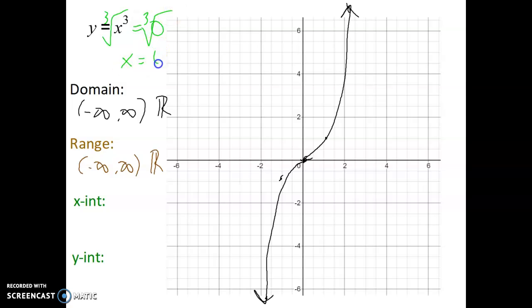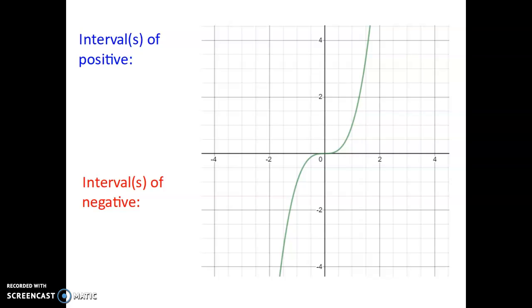So x equals 0. So what this tells me is when my y value is 0, my x value is 0 also. So that means that both my x-intercept and my y-intercept for the x cubed graph are going to be the origin. And you can see right there that it does cross both the x and the y axes at the origin. Okay, let's look at positive intervals.